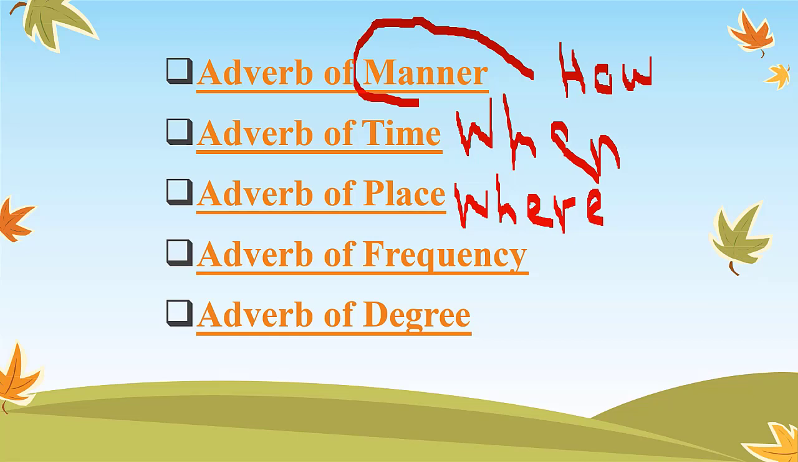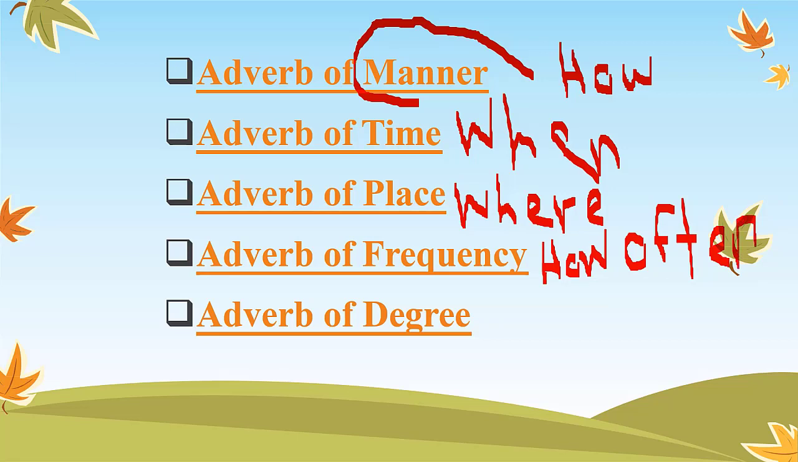So here is an adverb and it's an adverb of place. Adverbs of frequency answer the question how often. So how often do you study? I always study. Always here is an adverb of frequency.